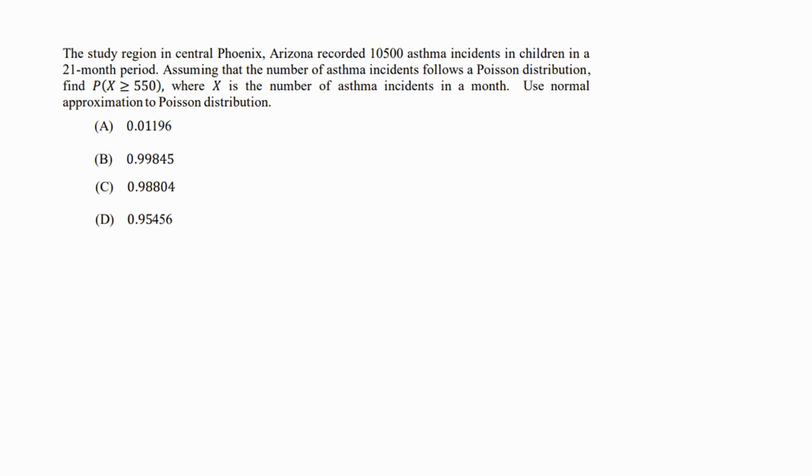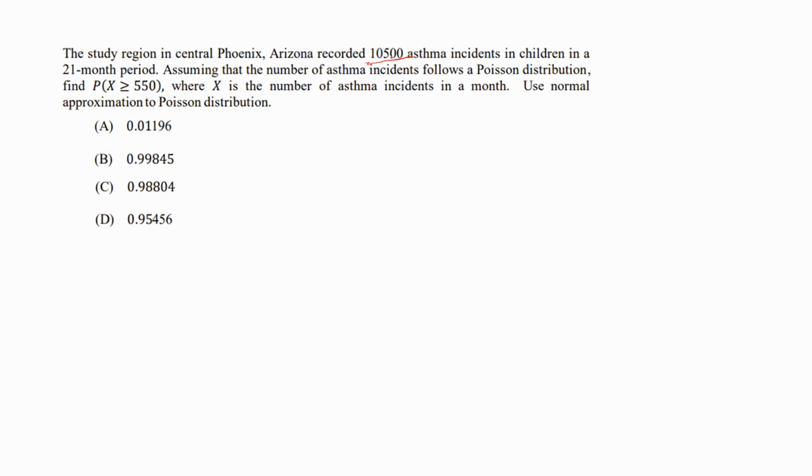Now, assuming the number of asthma incidents follows the Poisson distribution, we want to find P of x greater than or equal to 550. What is given here is to use normal approximation to Poisson distribution. Rather than solving it by Poisson distribution, we can do it by Poisson also, but we will choose to solve it by normal distribution just to make the calculation easy.